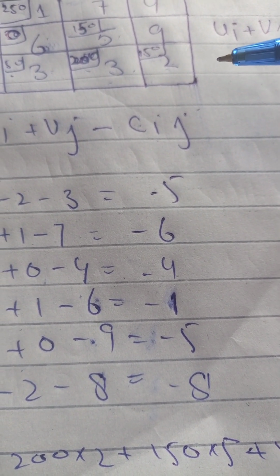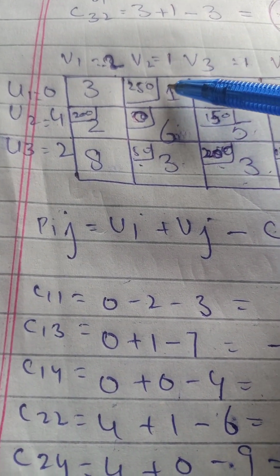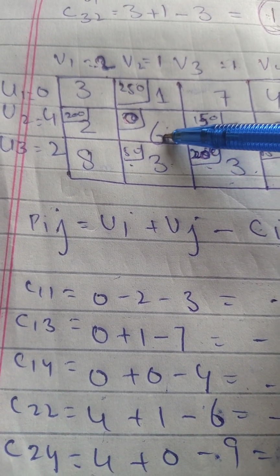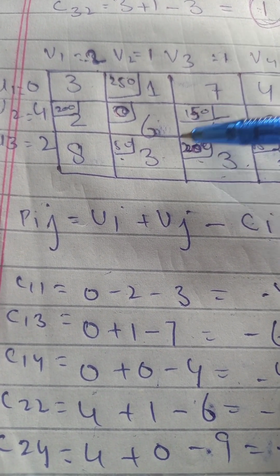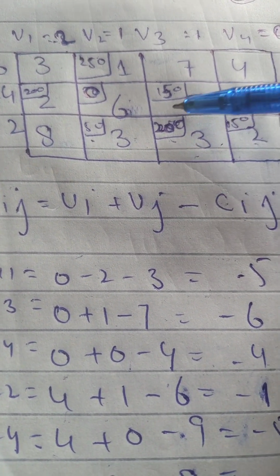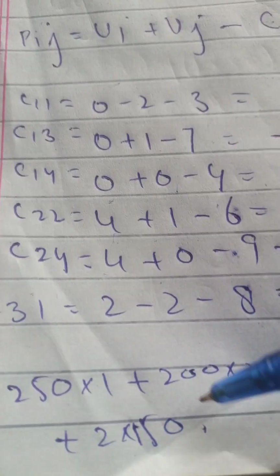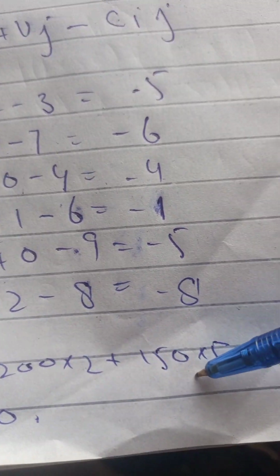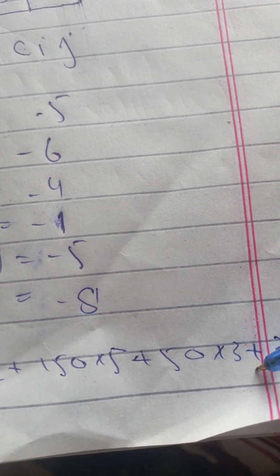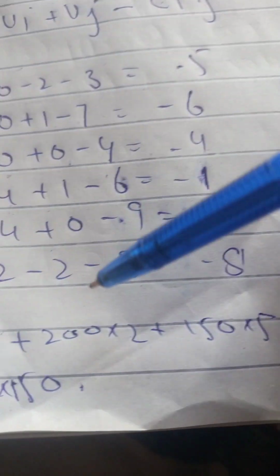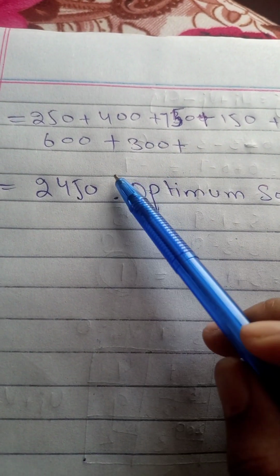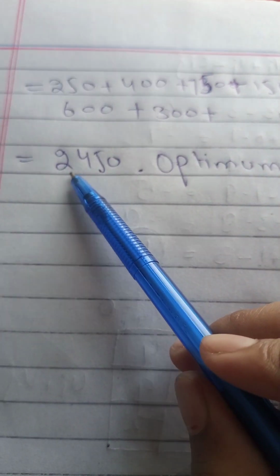We can find the optimum cost by multiplying 1 into 250 plus 2 into 200 plus 5 into 150 plus 3 into 50 plus 3 into 200 plus 2 into 150. 250 multiplied by 1 plus 200 multiplied by 2 plus 150 multiplied by 5 plus 50 multiplied by 3 plus 200 multiplied by 3 plus 2 multiplied by 150. We will calculate all this. By calculating, here is the result, 2450. This is the optimum solution.